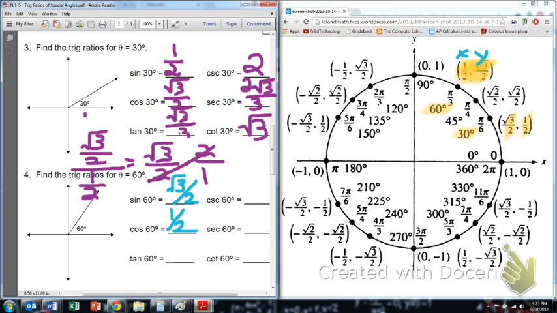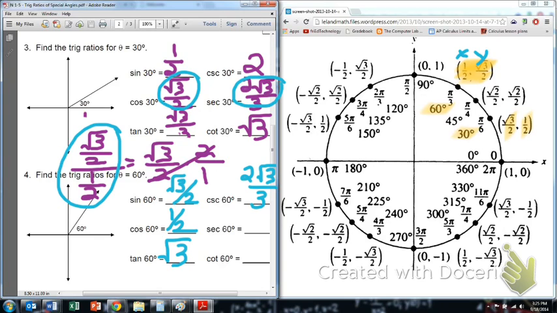For tangent, we divide the y by the x. So we divide square root of 3 over 2 by 1/2. That's what we just did here, and we got square root of 3. The reciprocal of square root of 3 over 2, remember we did that up here when we did the secant for 30. It's going to be the cosecant for 60, so 2 square root of 3 over 3.